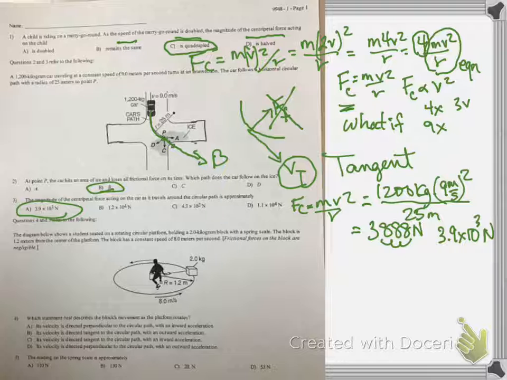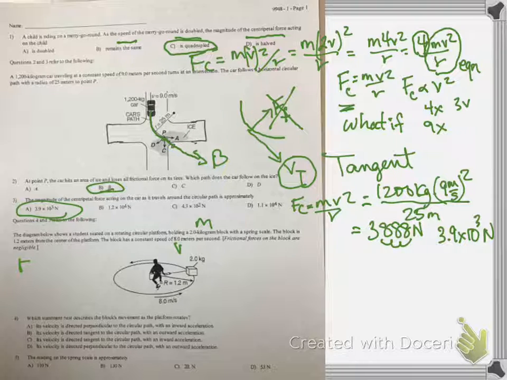All right, next question. You see a student seated on a rotating circular platform, interesting, holding a 2-kilogram block with a spring scale. The block is 1.2 meters from the center of the platform, so that's r. The mass is that. The block is at a constant speed, 8 meters per second. Frictional forces on the block are negligible. Which statement best describes the block's movement as the platform rotates?